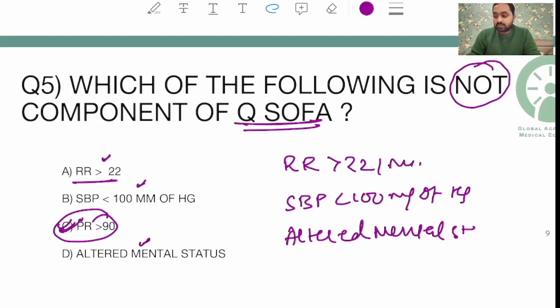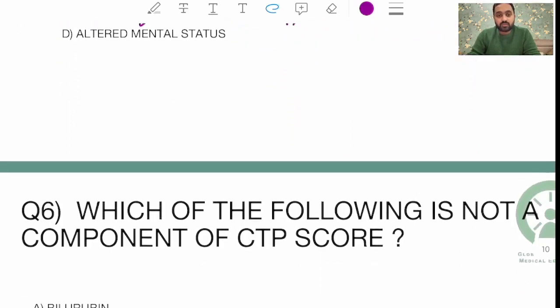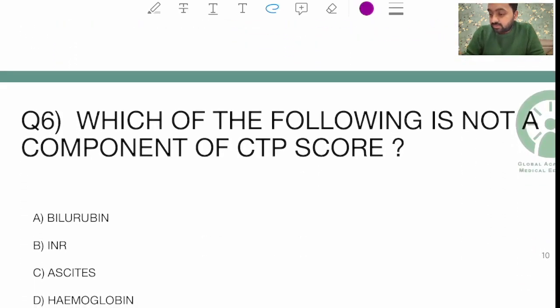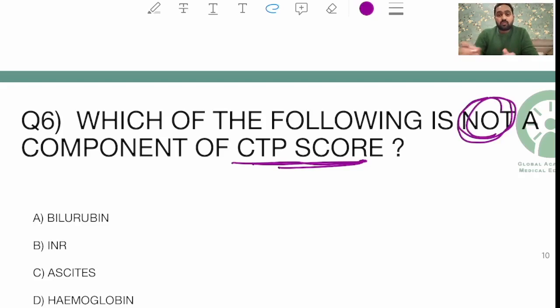Then there was another score which was asked, regarding the CTP score, which is your Child-Turcotte-Pugh score. They had asked which of the following is again not a component. The key over here is to read the question very carefully, not to miss keywords like "not". We have bilirubin as a component, INR as a component, ascites as a component. So the answer would be hemoglobin, or whatever would have been there in the option.